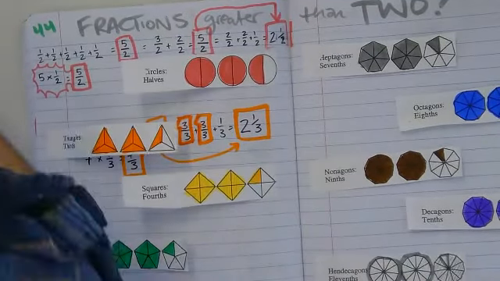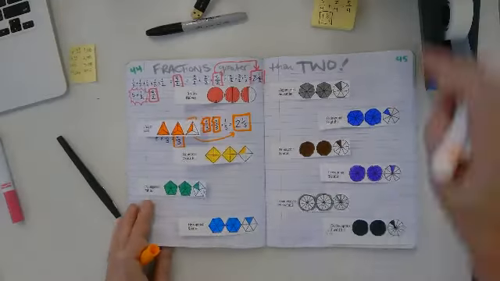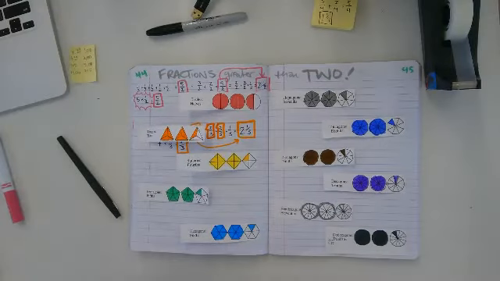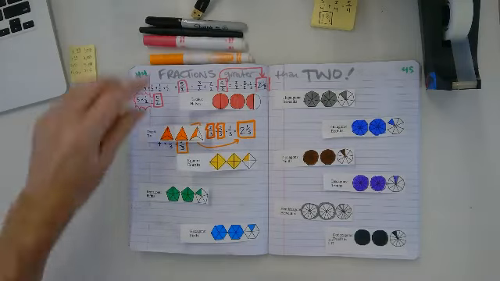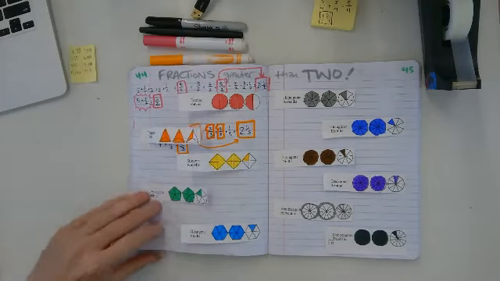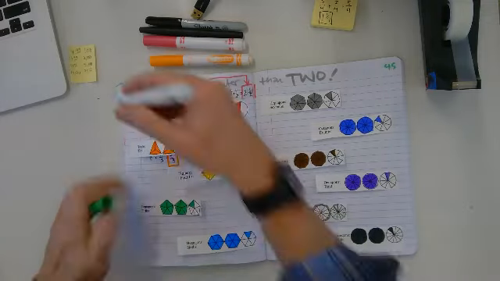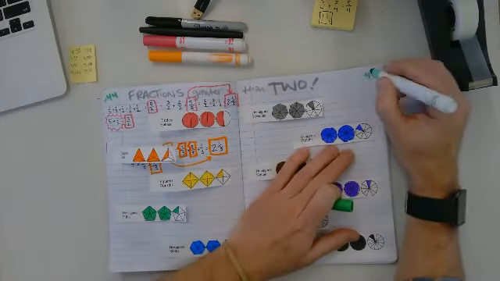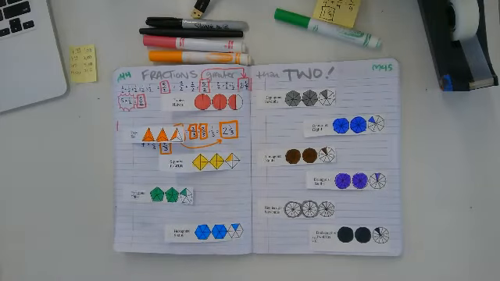Okay. All right. I'll be taking a photograph of the finished version of this, but those are the steps in completing fractions greater than 2, aka M44 and M45.